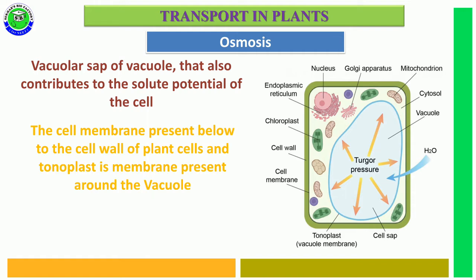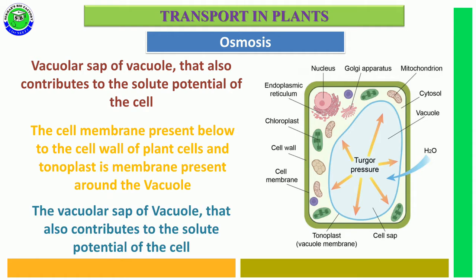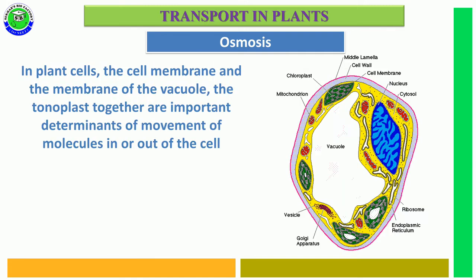The cell membrane, which is present below the cell wall of the plant cell, along with the tonoplast, the membrane present around the vacuole, both contribute to solute potential for the movement of molecules from inside to outside or outside to inside of the cell. Both together are important in determining the movement of molecules either from outside to inside or inside to outside of the cell.